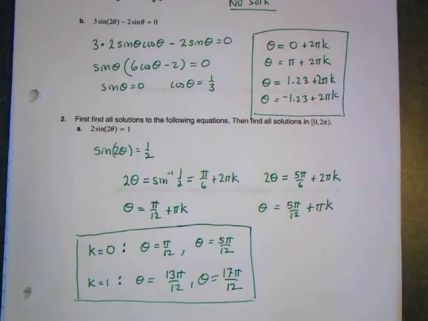Why did we get 4 answers? Usually when I solve a sine equation between 0 and 2 pi, I only get 2 answers. How come this time we got 4?